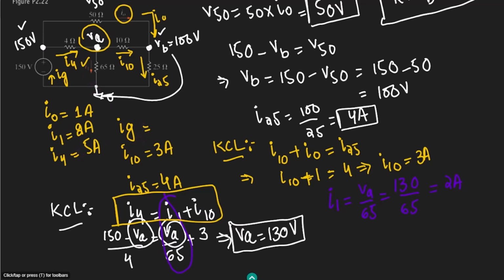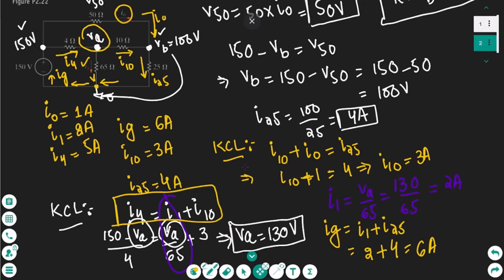Now the value of IG. We can see that this is IG, and to this node this I1 is coming, and this I25 is coming towards it. So let me write it here: IG is equal to I1 plus I25. Let me put their values. The value of I1 is 2, the value of I25 is 4, so this is 6 amperes. So we can see that all the currents are known, and we have found them out.